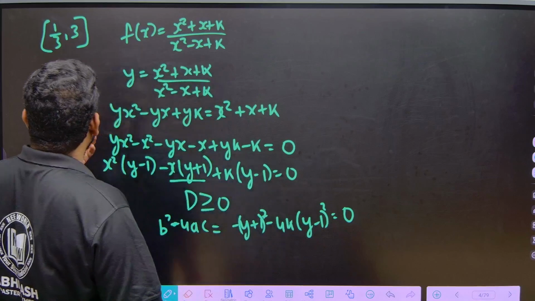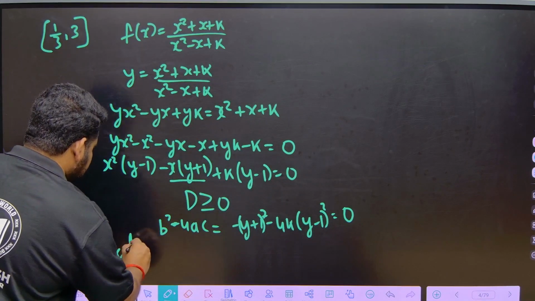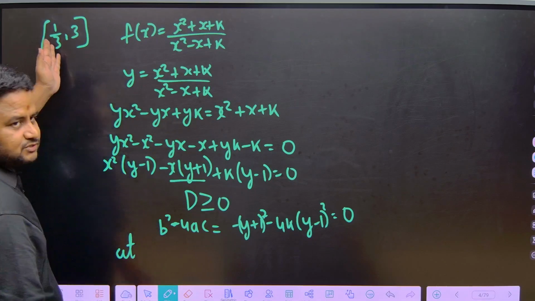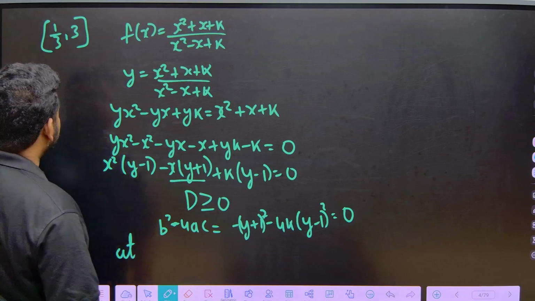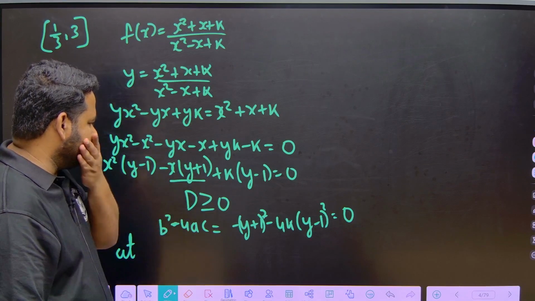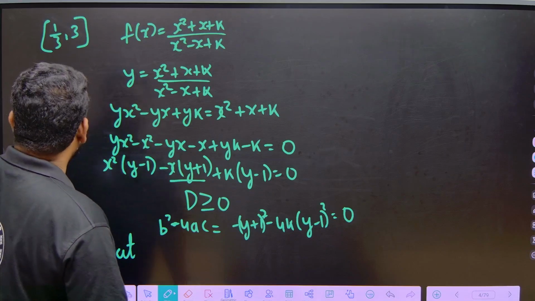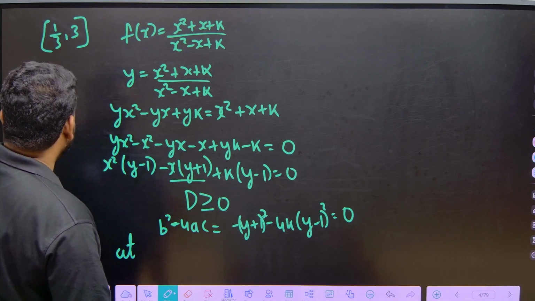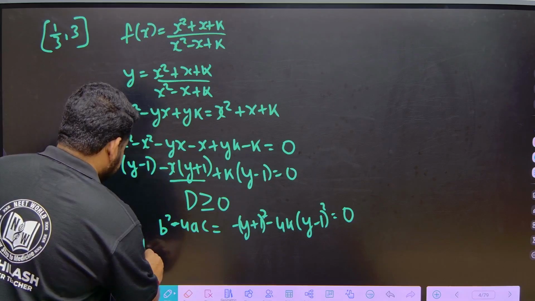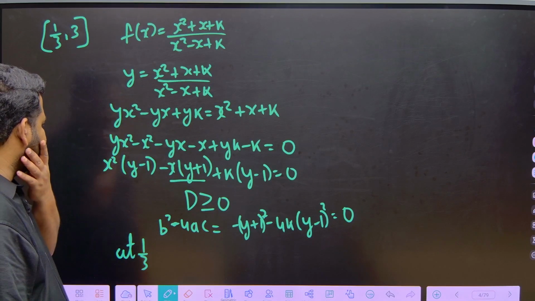Now, let me take any of the values. The range is given as [1/3, 3]. Let me put the value at 3, okay, at 1 by 3, the range that they have given. So if I put the value, what will happen? So b square minus 4ac is given.